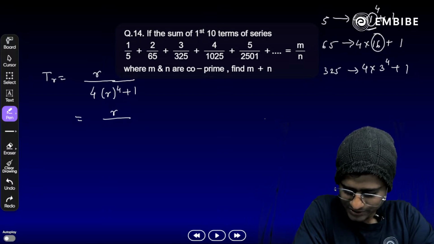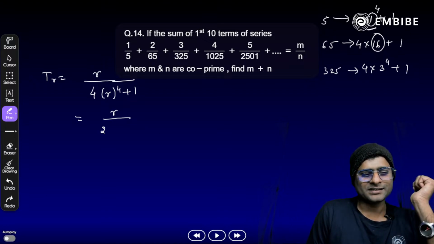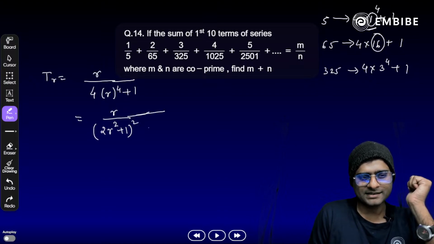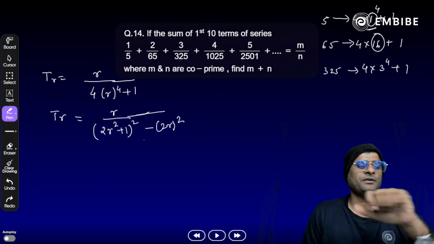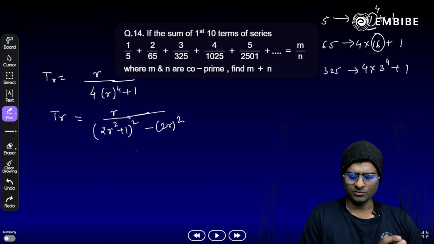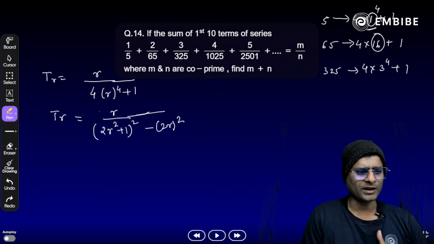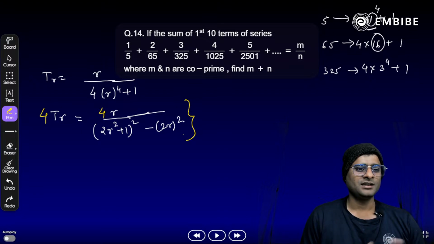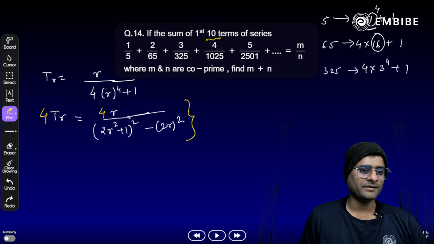2r square plus 1 whole square minus 2r square. We have to simply write down 2r square plus 1 whole square minus 2r whole square. That is the rth term. Now, if we try to take a difference, what we get here? We need 4r at the numerator. आपको क्या चाहिए? 4r at the numerator. So just multiply 4 both sides here. We will get rth term. Now we have a 10th term. Try to solve it. You will get the value of m by n.